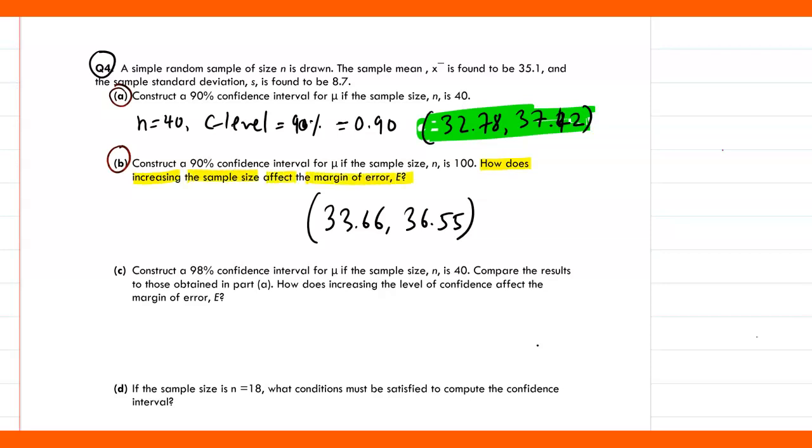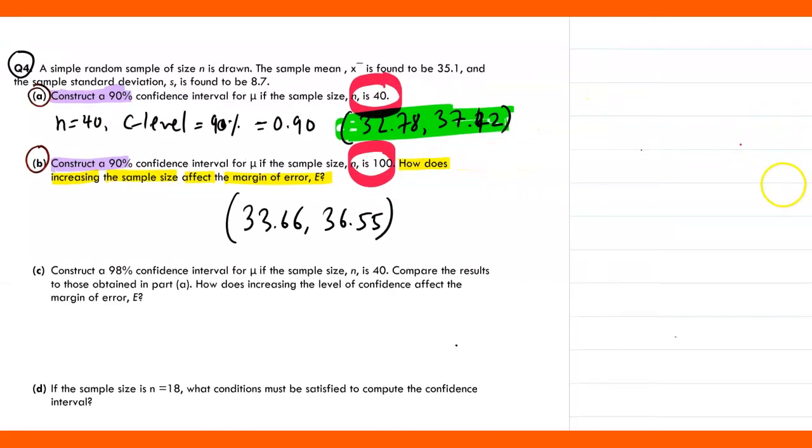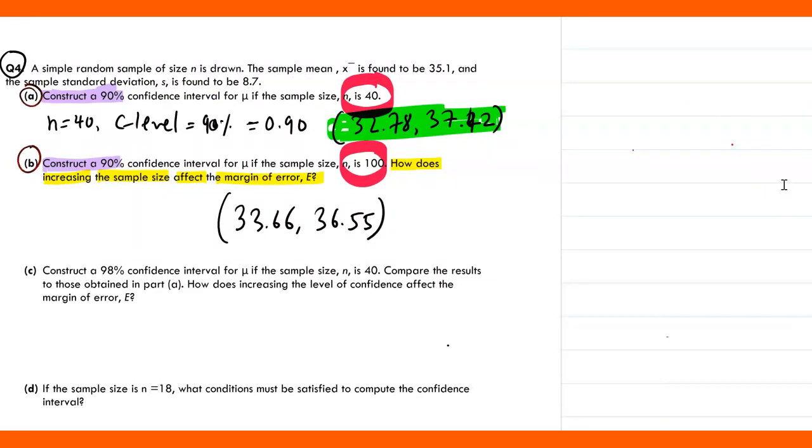And the second part is, how does increasing the sample size affect the margin of error? What happens here? Your sample size increased from 40 to 100, but we keep the confidence level at 90%. The question is asking what happens to the margin of error. All right, let's find the margin of error in each case.